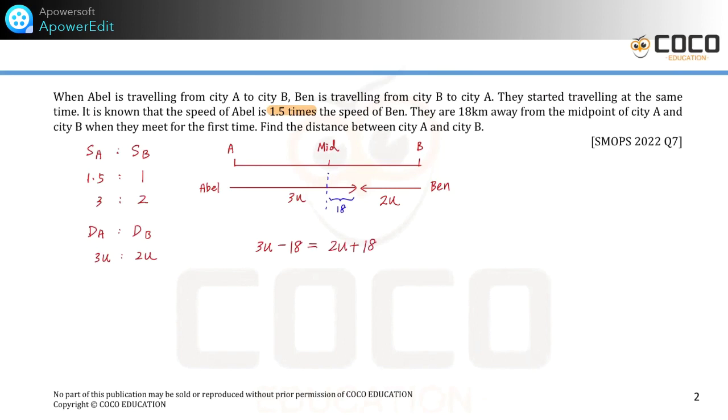So rearrange it, plus 18 on both sides. 3U equals 2U plus 36. So 1U equals 36. Total distance is 3U plus 2U, 5 units. So it goes to 5 times 36, which is 180. So this is 180 km.